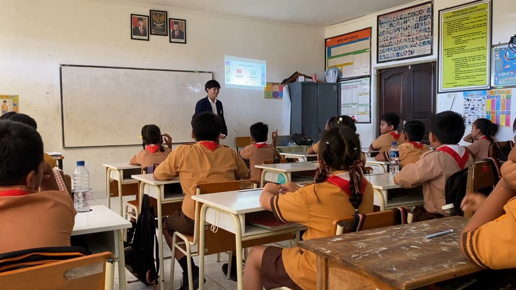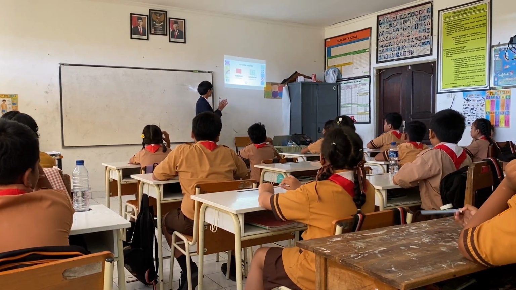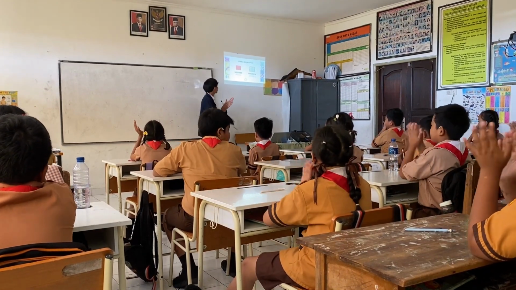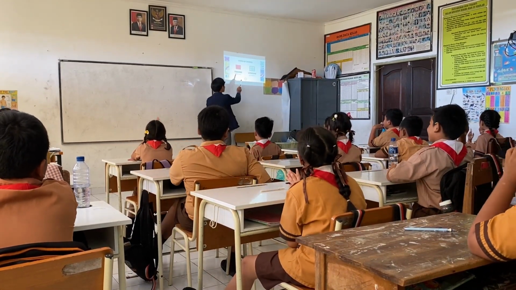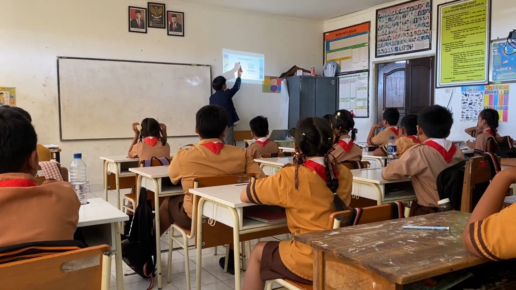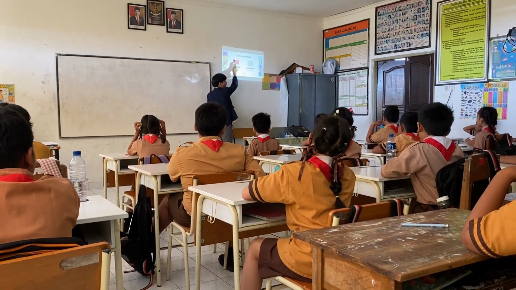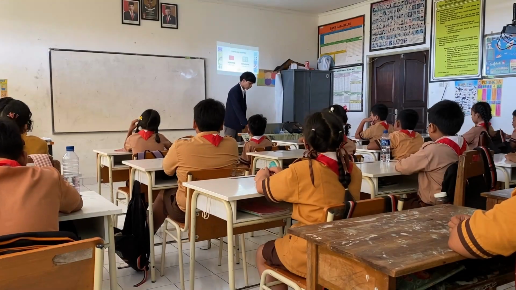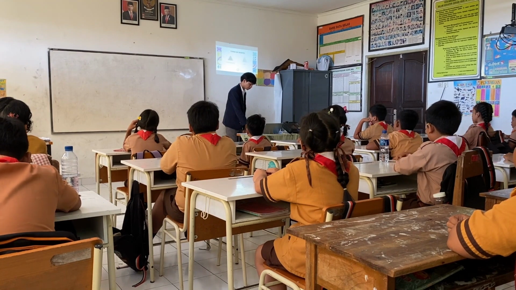You. Okay, so that's the correct answer. Give them an applause, everyone. So a square has 4 sides. 1, 2, 3, and 4. Okay, we are moving to the next one.